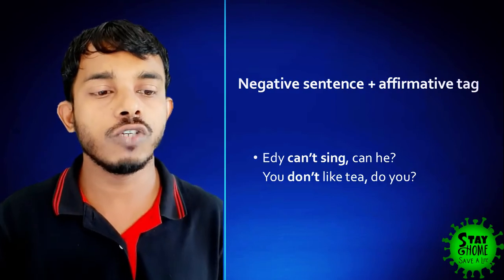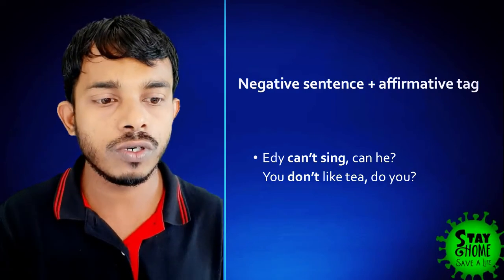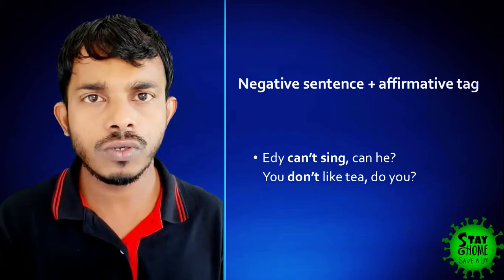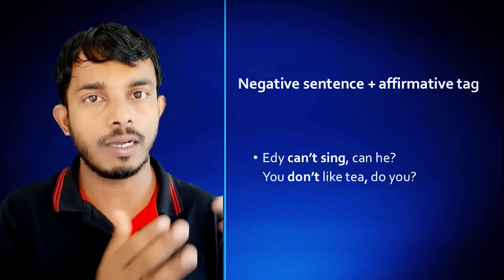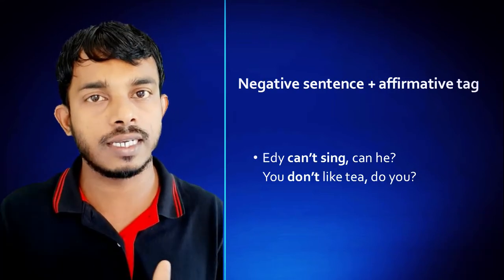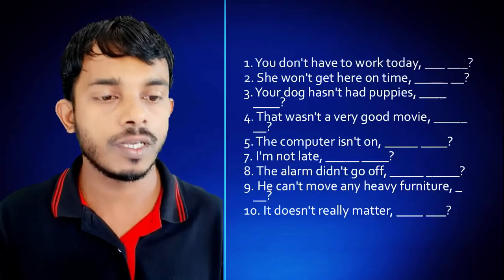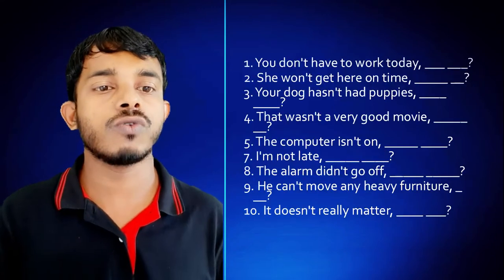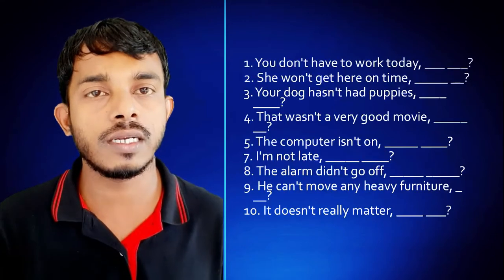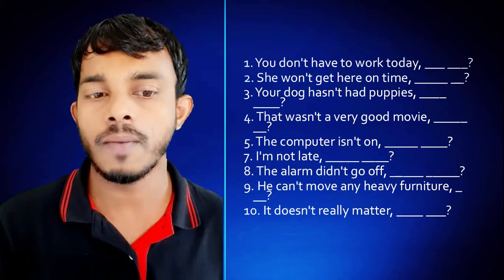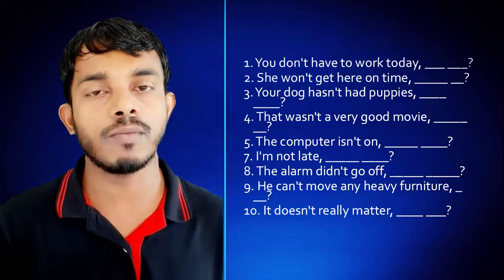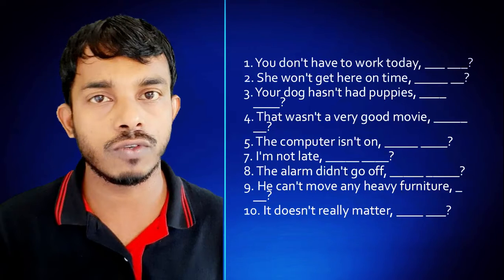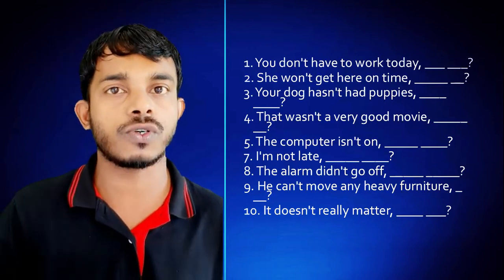Can he? Then, you don't like tea. Do you? You don't like tea. Do you? Just confirming it. So the question tag becomes positive as the sentence is negative. Now I am giving you some exercises. Here also there are 10 exercises, but you might have noticed that number 6 is not there. Number 6 is missing, so you will have a total of 9 questions to do.